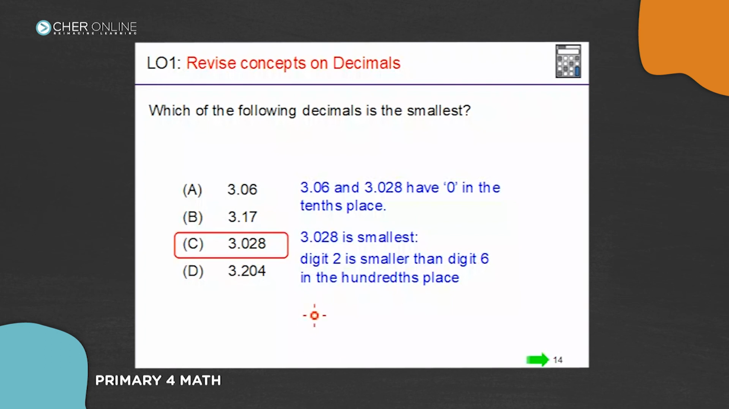Let me repeat again. First, we compare the whole numbers. All the whole numbers are 3, right? So let's compare the second number. This is 0, this is 1, this is 0, this is 2. So this 2 is definitely not the answer. Now we are only comparing A or C. Let's look at the third number. This one is 6, this one is 2. Of course, 2 is smallest. So the answer is C.